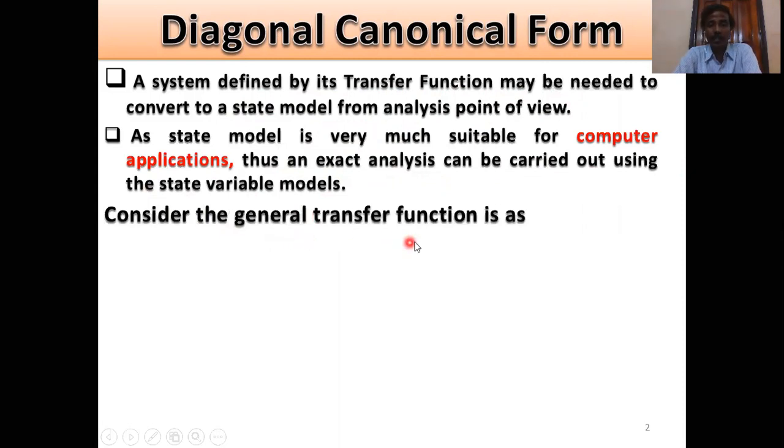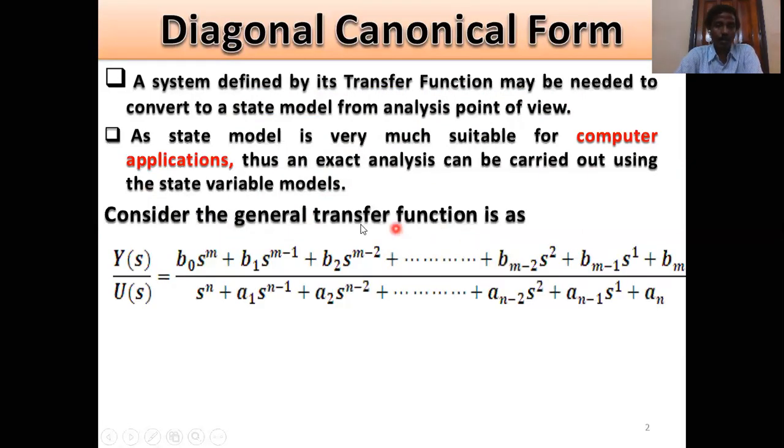Consider the general transfer function. So this is our general transfer function. Y(s)/U(s) equals b0 s to the power m plus b1 s to the power m minus 1 plus b2 s to the power m minus 2 plus b(m-2) s square plus b(m-1) s to the power 1 plus bm, divided by s to the power n plus a1 s to the power n minus 1 plus a2 s to the power n minus 2 plus a(n-2) s square plus a(n-1) s to the power 1 plus s to the power 0 into an.